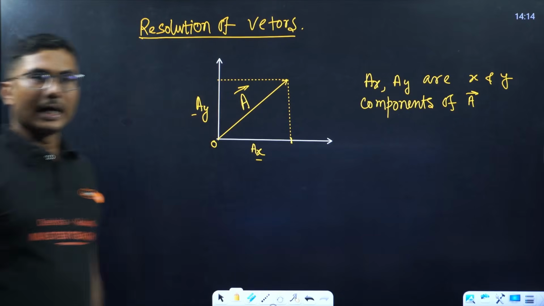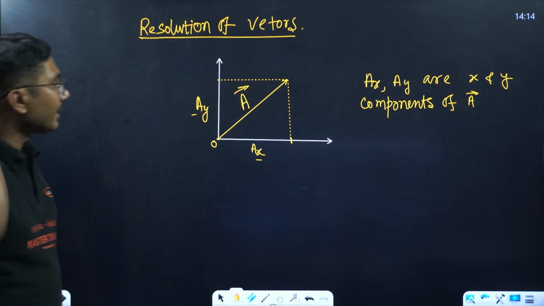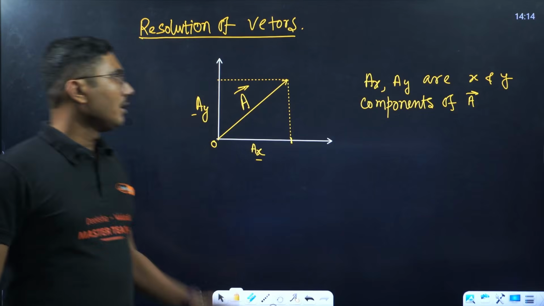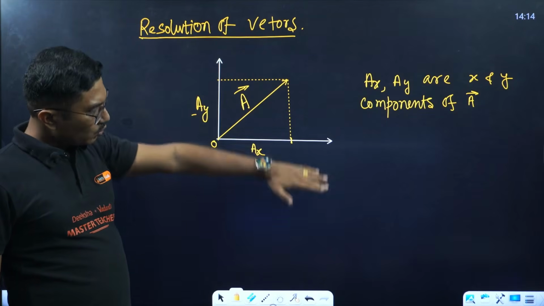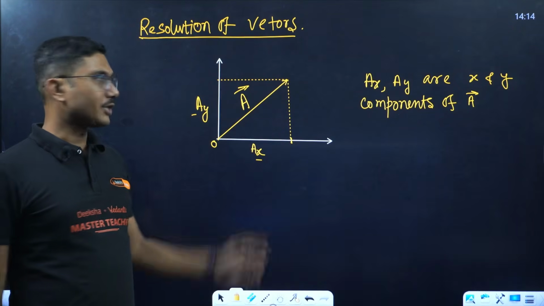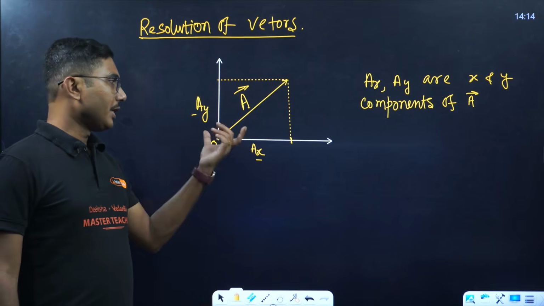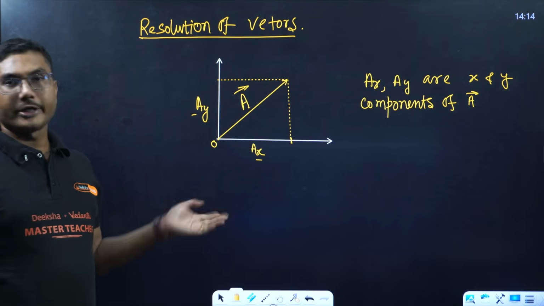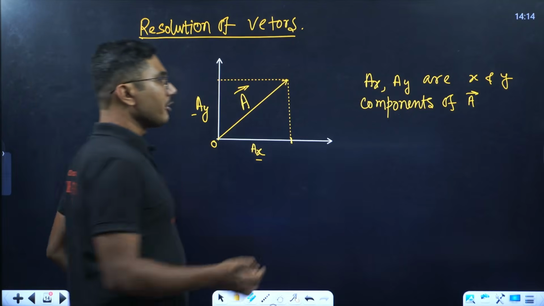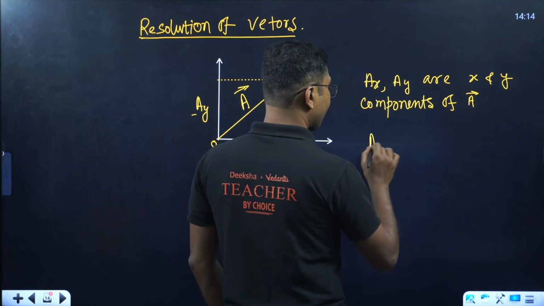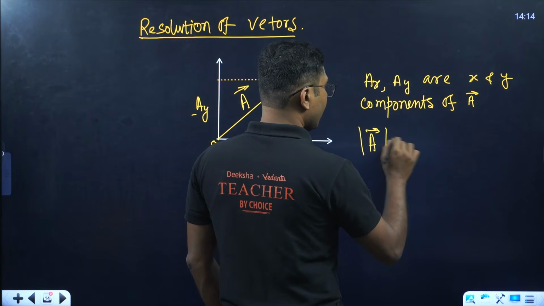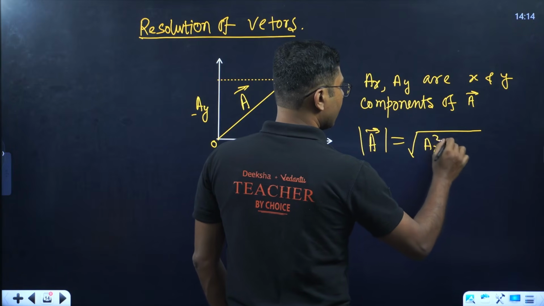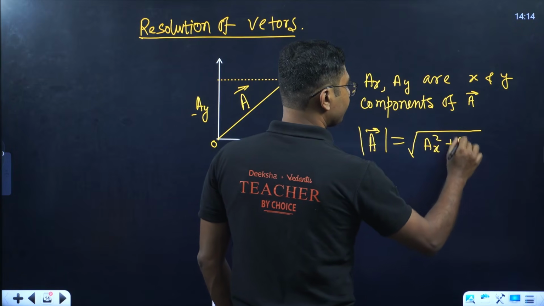X and y are components of vector A. When you are given a vector, you take two separate portions out of this vector. Those two separate portions are called components of A. Now why are they called components? Because the magnitude of vector A can be calculated by Pythagoras theorem, ax square plus ay square.